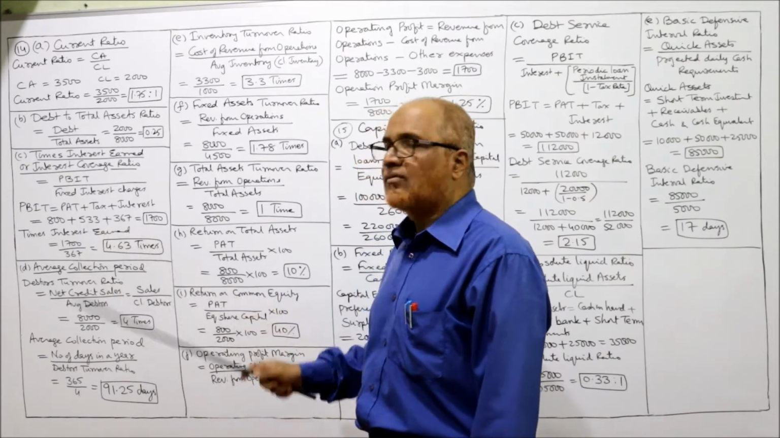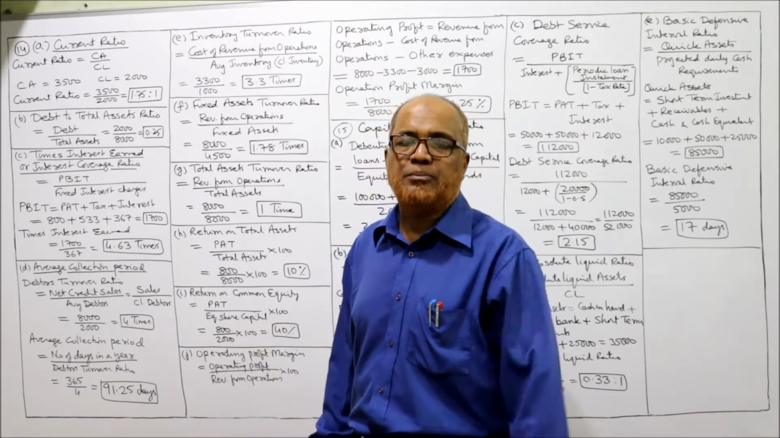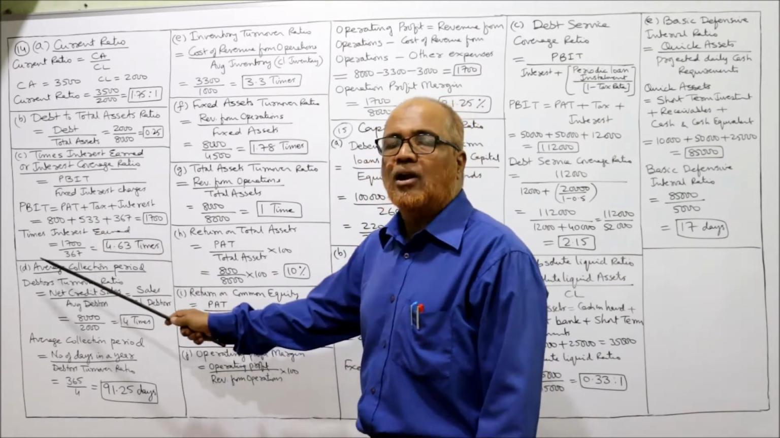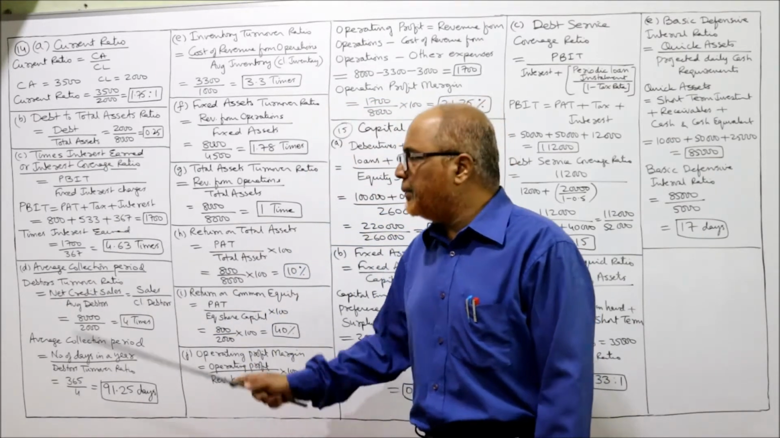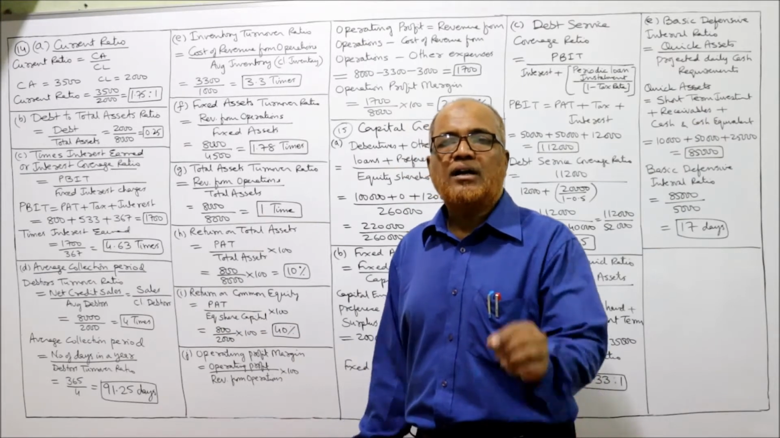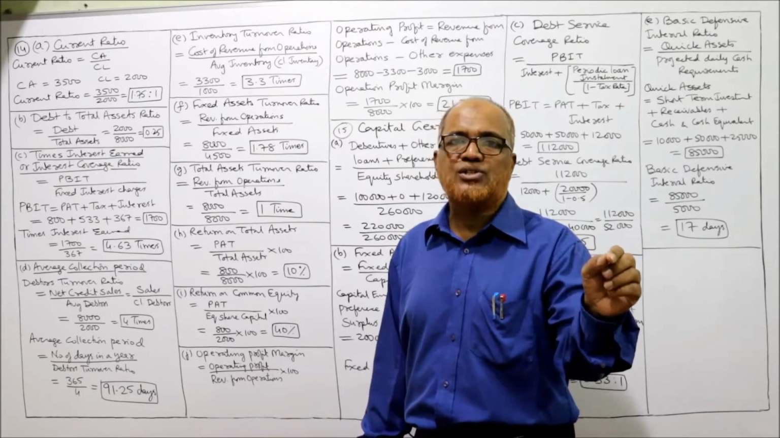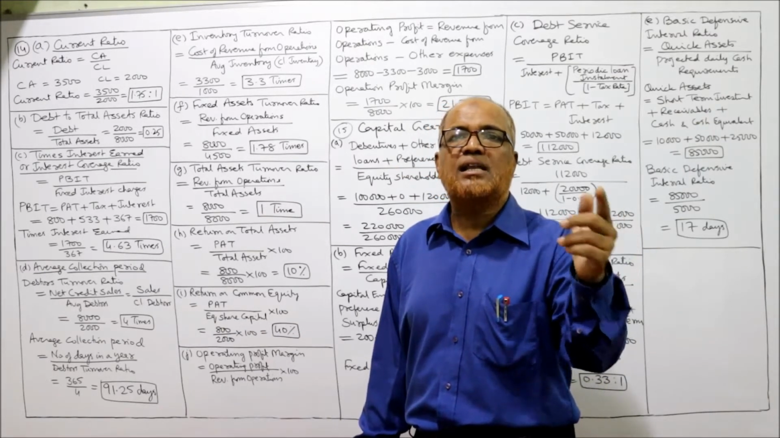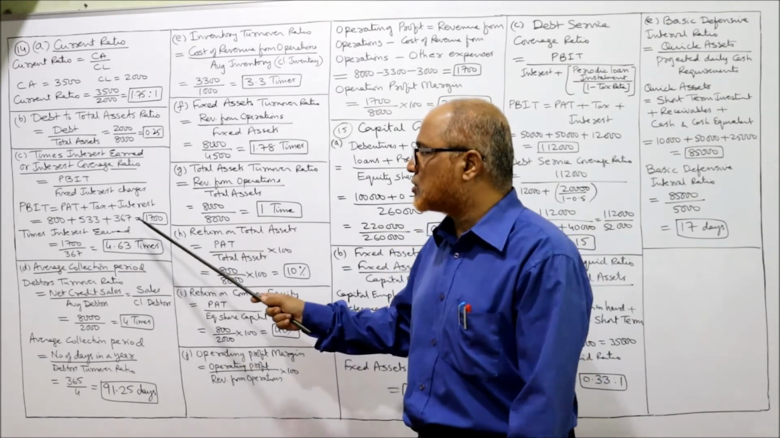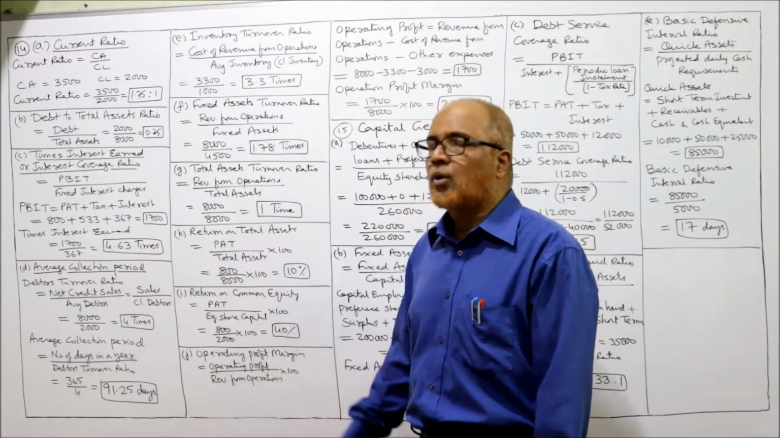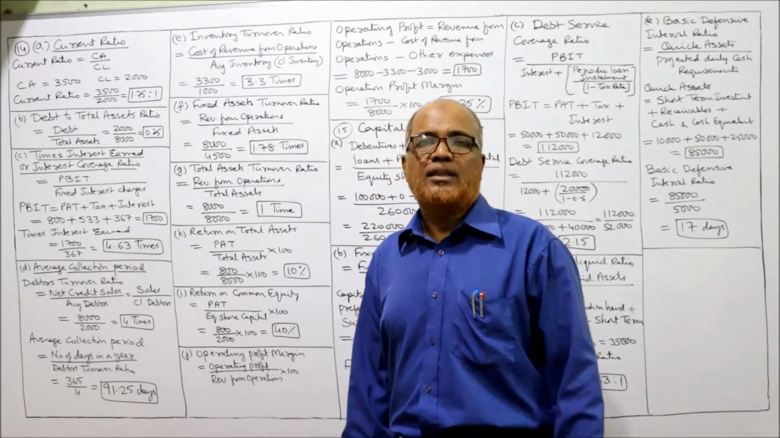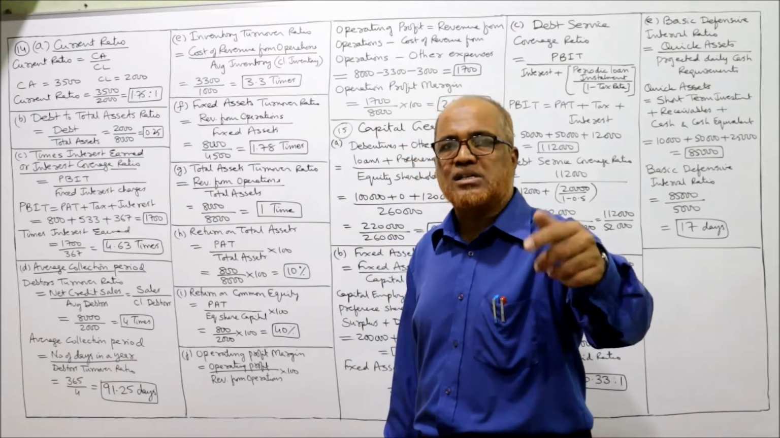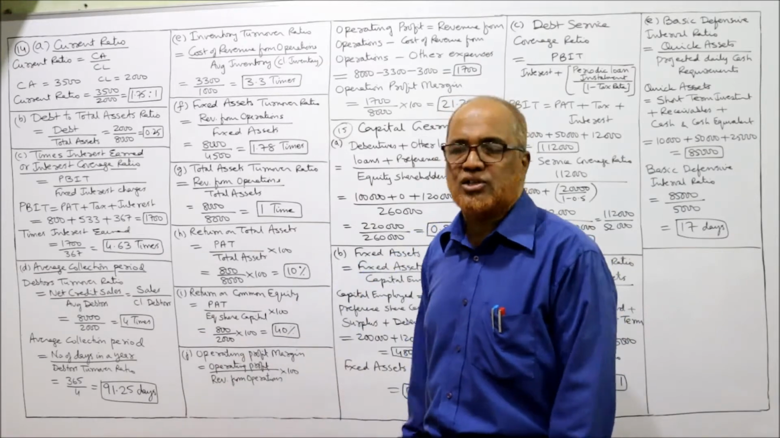Add up the three, you get 1700 as the PBIT, profit before interest and tax. Now times interest earned, or interest coverage ratio. PBIT is 1700 divided by fixed interest charges. Fixed interest charges are the finance cost. How much finance cost? 367. So 4.63 times. This is the interest coverage ratio. That means PBIT is 4.63 times of interest charges.